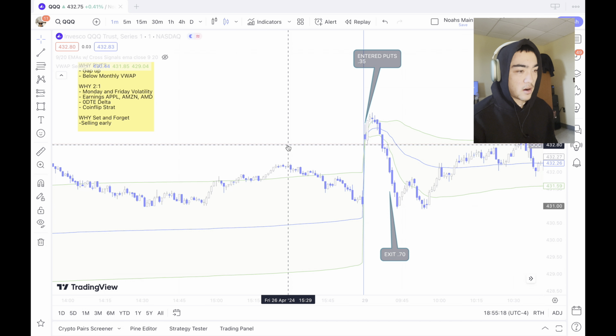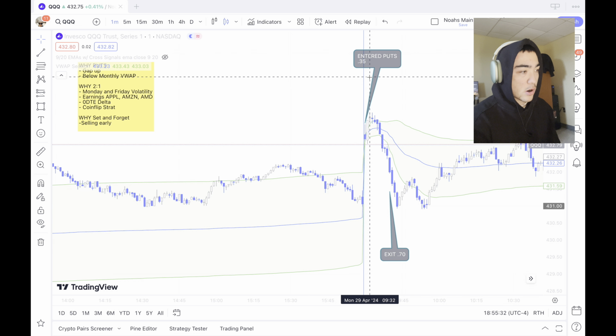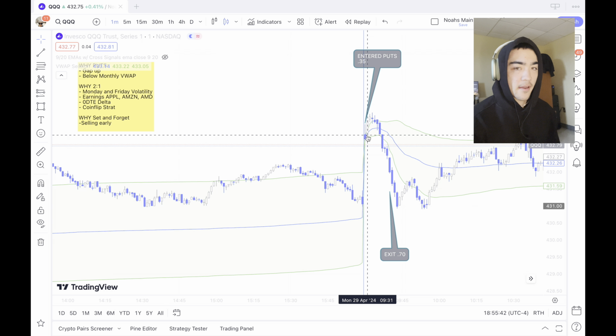For those that aren't too familiar with options trading, as a contract gets closer and closer to its expiration, the delta increases. Delta being the amount of change the contract's price will move compared to its underlying stock, which is the QQQ. So 0 DTEs already have an inherently high delta since the contract is literally expiring now. It expired at 4 o'clock today. So its delta was going to move a lot.